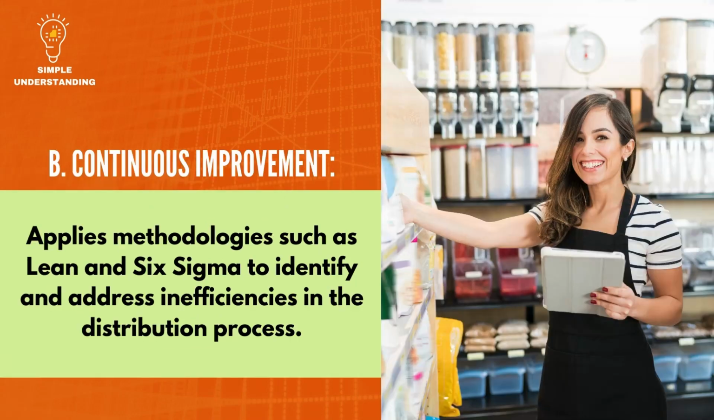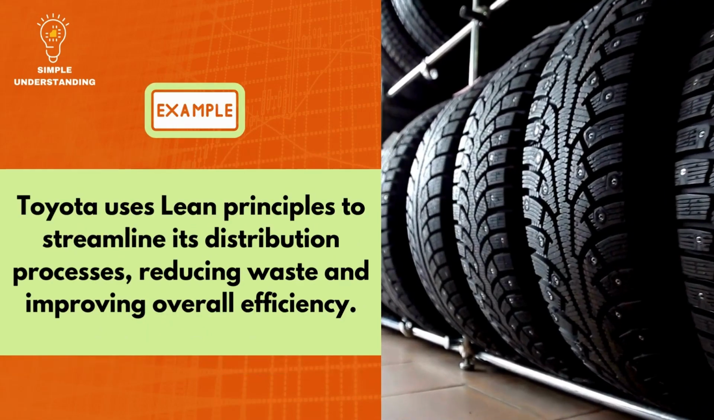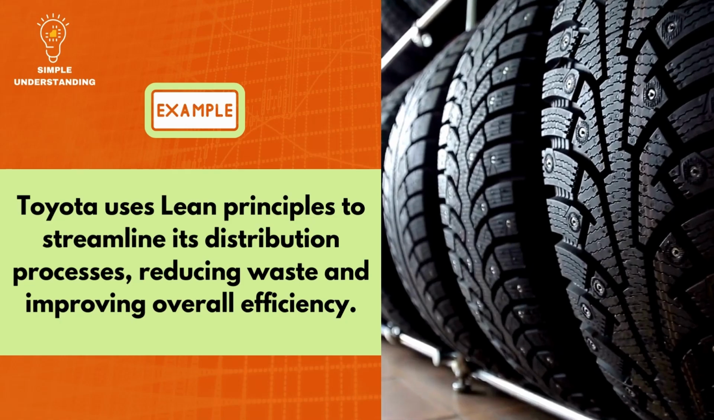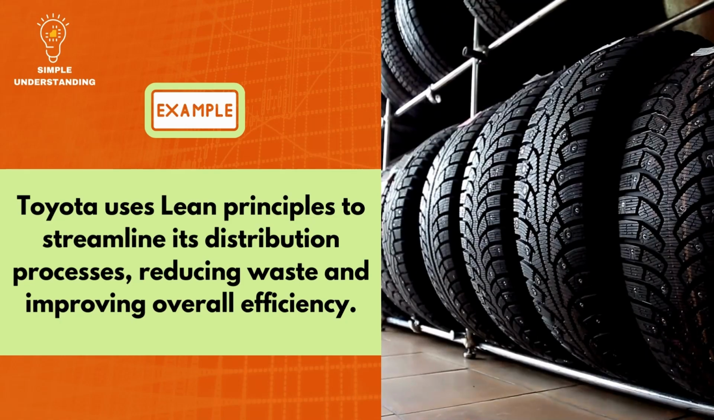B. Continuous improvement. Applies methodologies such as Lean and Six Sigma to identify and address inefficiencies in the distribution process. Example: Toyota uses Lean principles to streamline its distribution processes, reducing waste and improving overall efficiency.